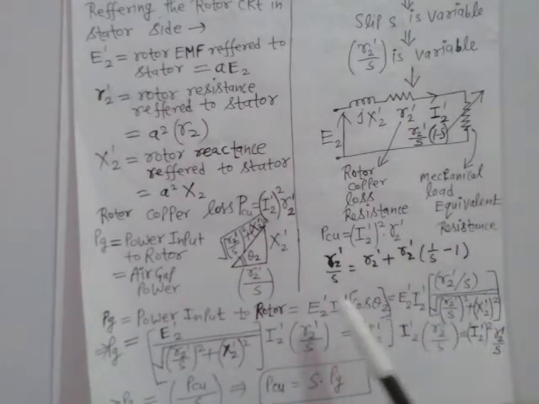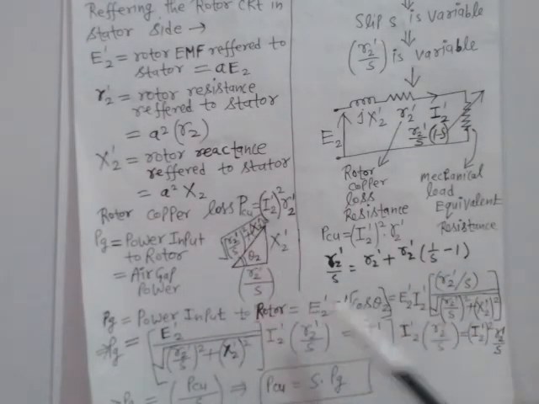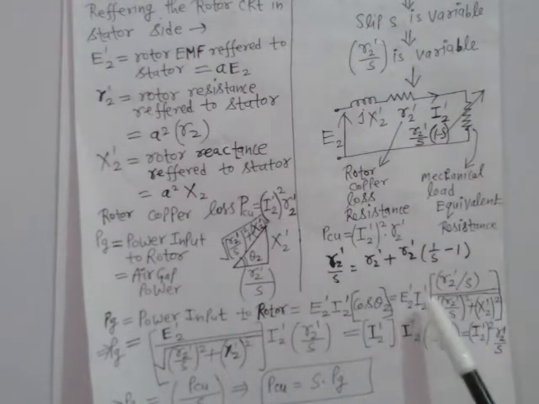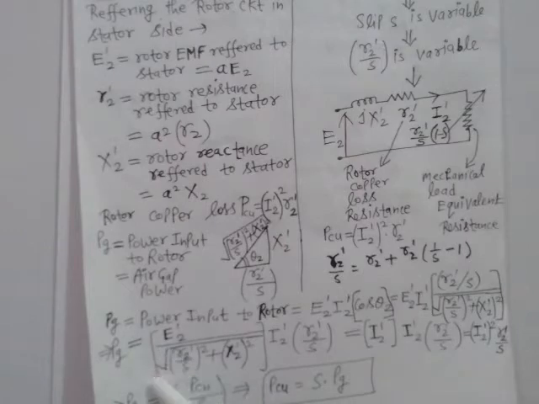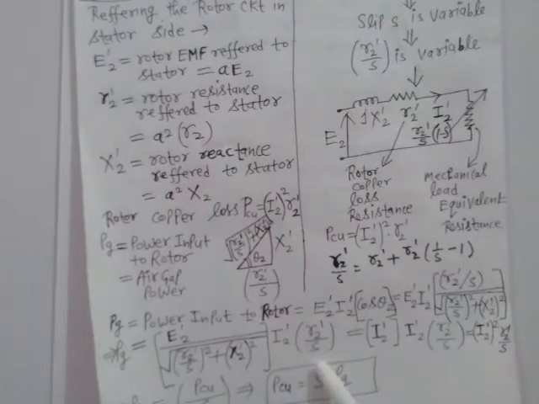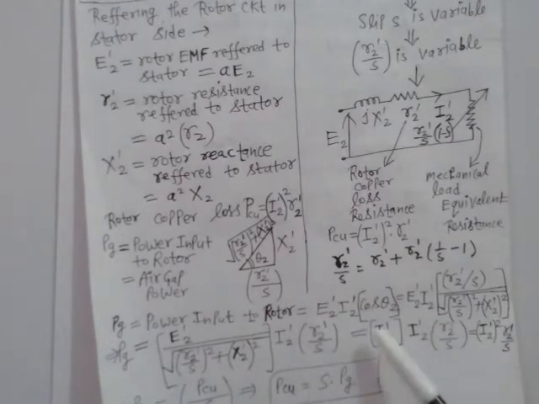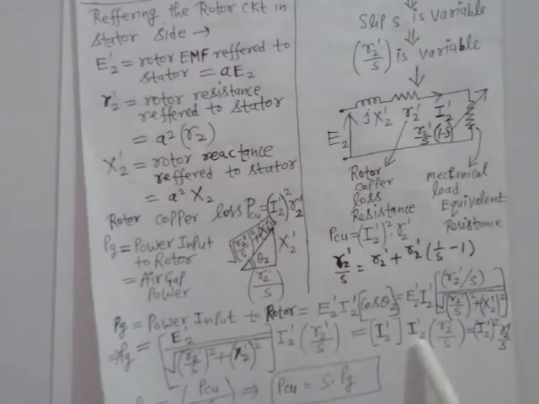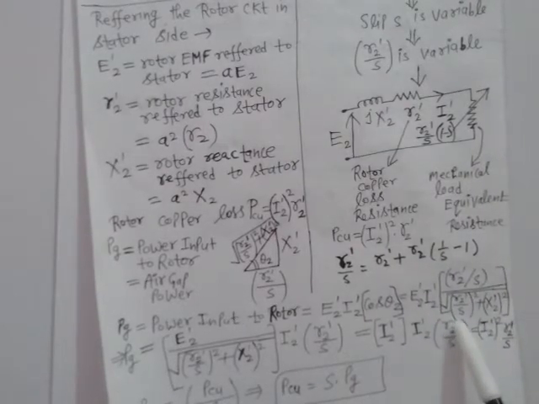So now in place of cos theta 2, put R2'/S divided by the total impedance, root of (R2'/S) square plus X2' square, right? So this is the value of cos theta 2'. Now rearrange the terms. E2' divided by rotor winding impedance, into I2' into R2'/S. Write the remaining terms. E2' divided by rotor winding impedance is equal to rotor winding current I2'. So now I2' becomes I2' square, times R2'/S, right?